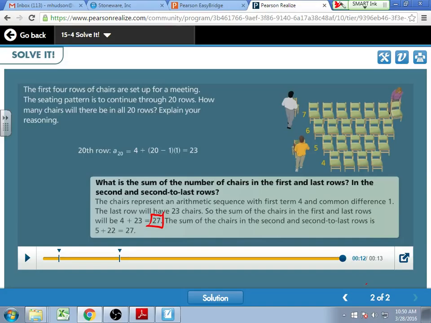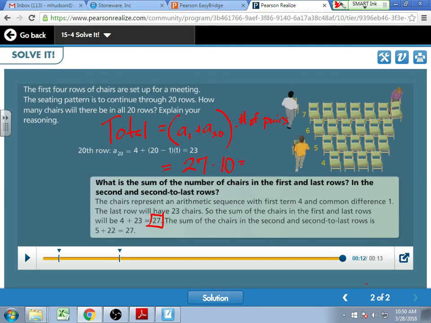So the total will be a sub 1 plus a sub 20 in this case, or you could say a sub last, times the number of pairs. We're going to have a technical formula that we're going to use, but for right now, just reasoning through this, thinking about the Einstein problem. So what we have is 27 times 10 pairs of rows.